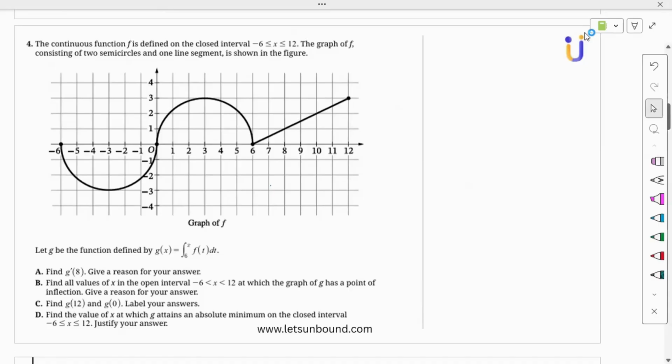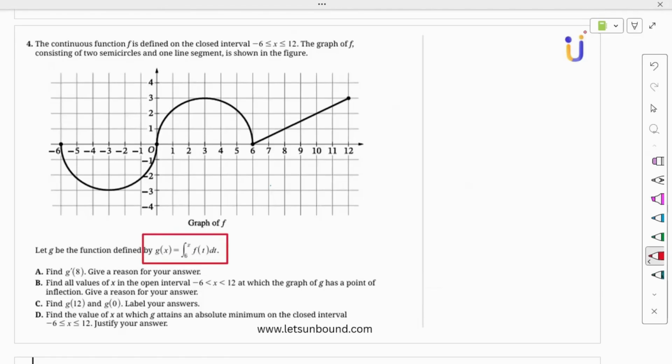So the continuous function f is defined on the closed interval, and it is given. So it's continuous, and it is defined from -6 to 12, the graph of f consisting of two semicircles and one line segment. So this is given. Let g be the function defined by, so based on your f, another function g is defined, and this is what it is.